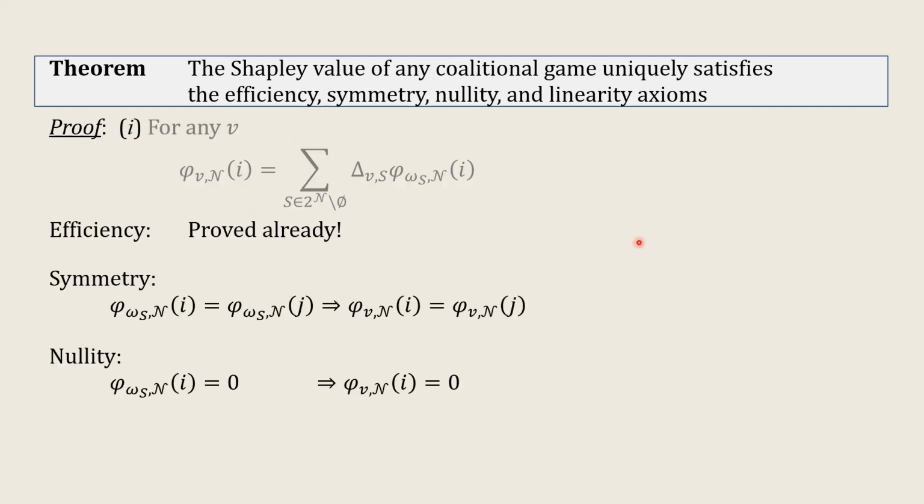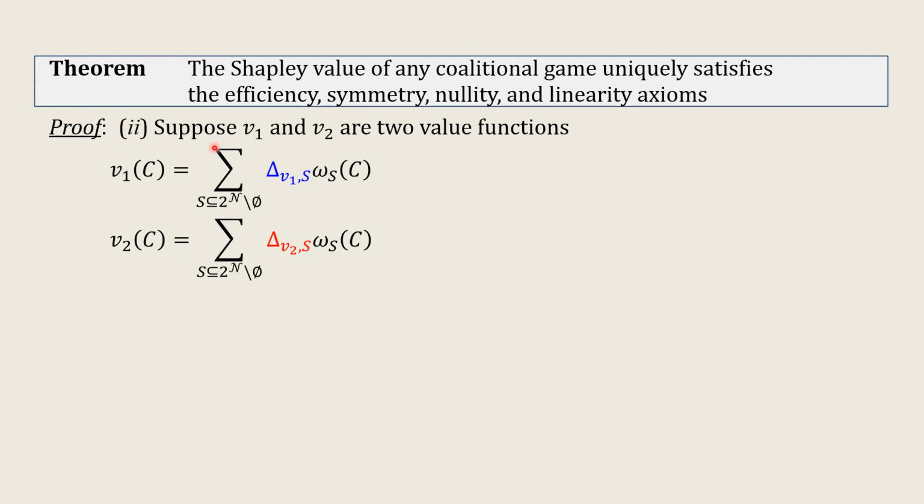Efficiency, we have already established that the Shapley value is efficient. Now, for the other two, we can easily rely on the fact that the unanimity Shapley value follows the axioms of symmetry and nullity, and therefore its linear combination, which is the Shapley value itself, will also do so. So the Shapley value follows axioms of symmetry and nullity.